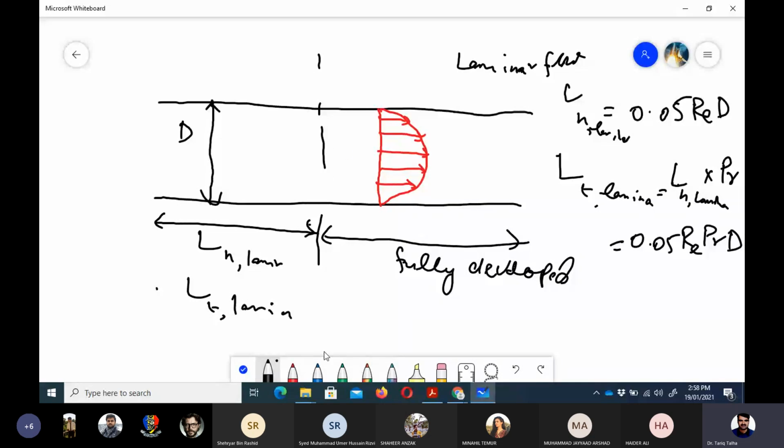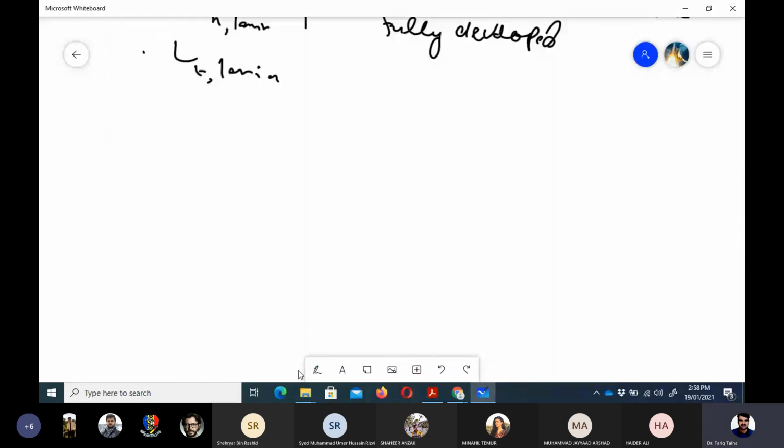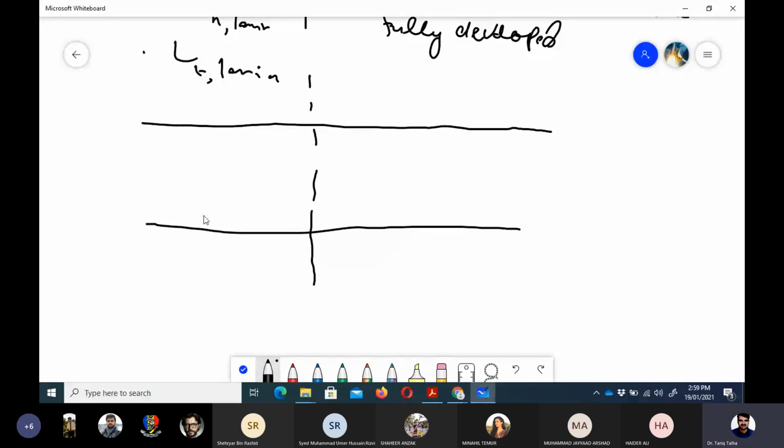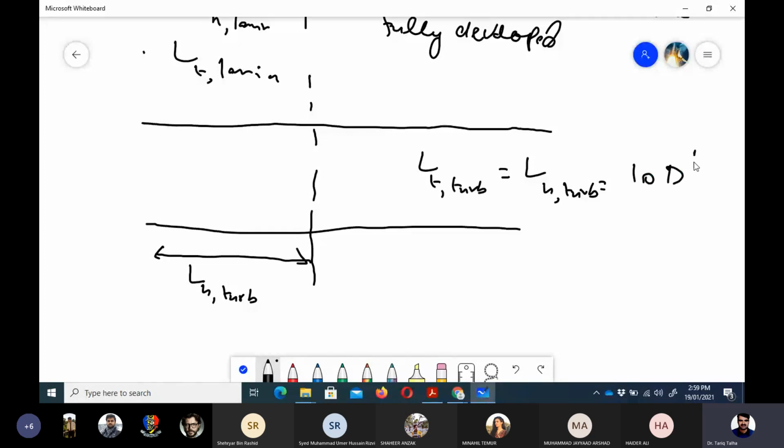It means the Reynolds number is greater than 10,000. In that case, there is a rough estimation which we usually use. So if we are talking about LH turbulent, it is also equal to LT turbulent, which is for the thermal boundary layer, and that is equal to simply 10D.